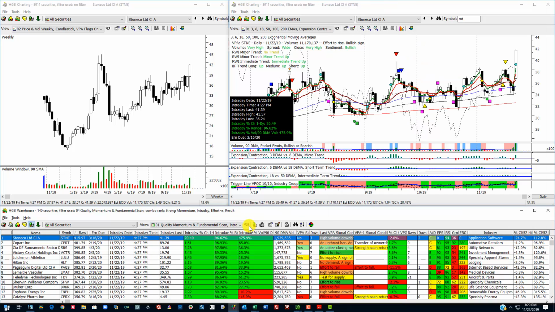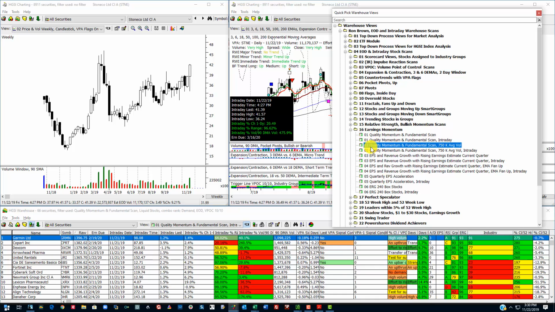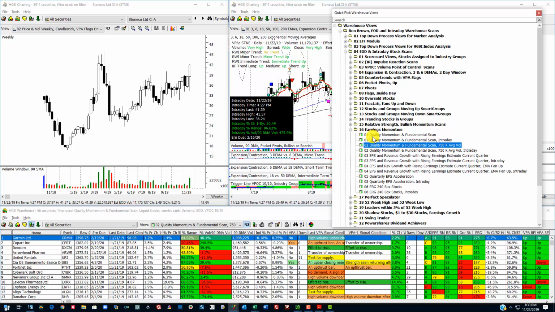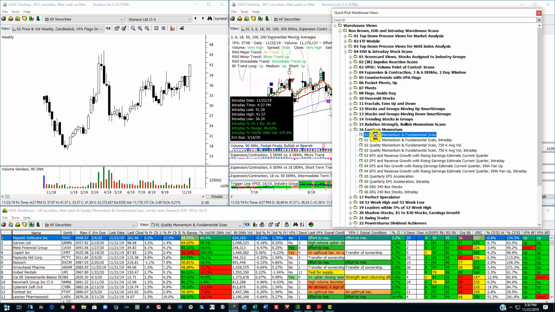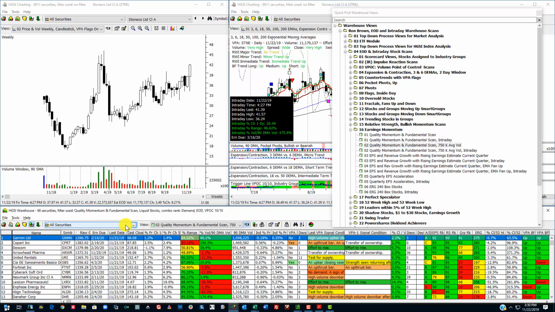I'll bring the quick pick back up again, and I'm just going to move down to the next one. It's the same filter except a minimum volume requirement of 750,000 shares. So I'm not going to spend any time on this. You can see that the number of stocks went from 140 to 66, so it cuts it down a lot. And these stocks, of course, with a 750K requirement are going to be pretty liquid stocks.